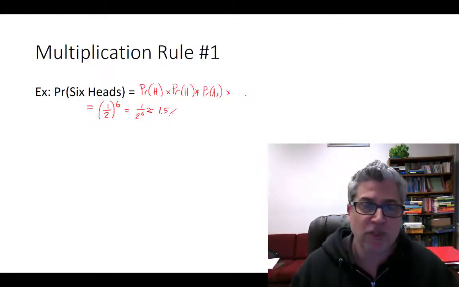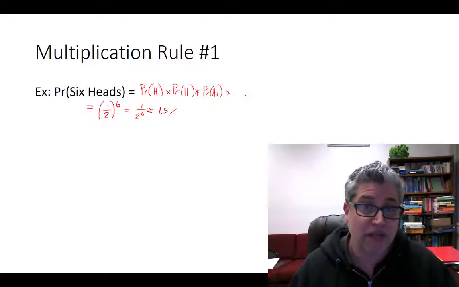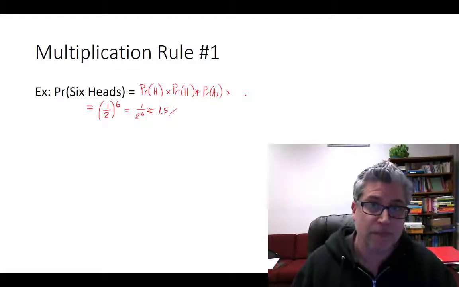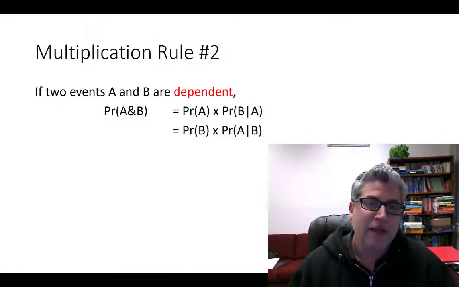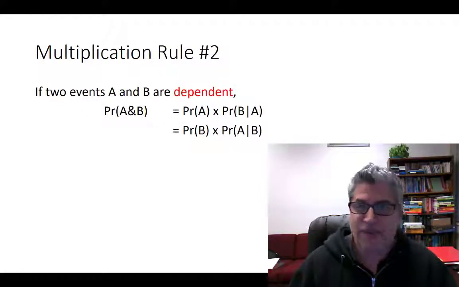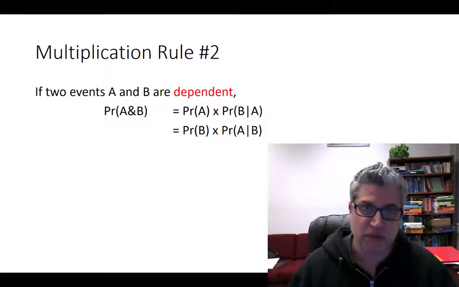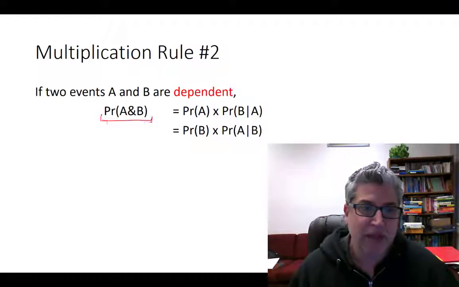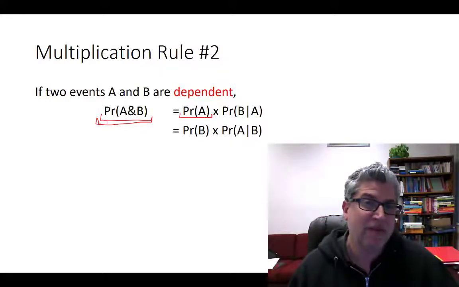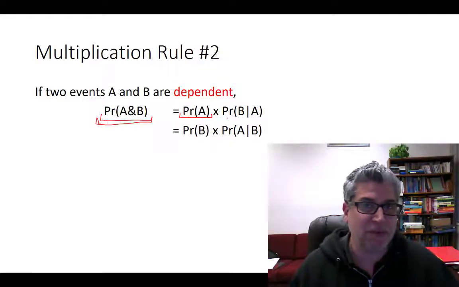So the rule is fairly straightforward, at least when A and B, these two things, or these 6 things, are independent of each other. What if they're not? If A and B are dependent on each other, then we need to adjust the probabilities that we're using. So if I want to know what's the probability of A and B happening, then it's the probability of A, but now the outcome of A changes the probability of B, right?